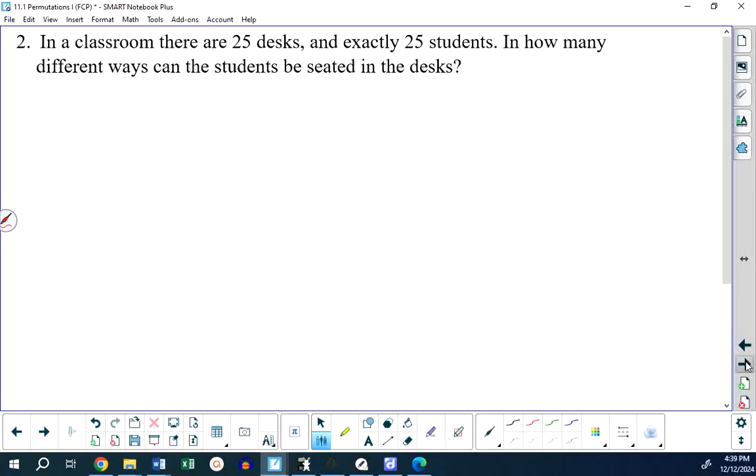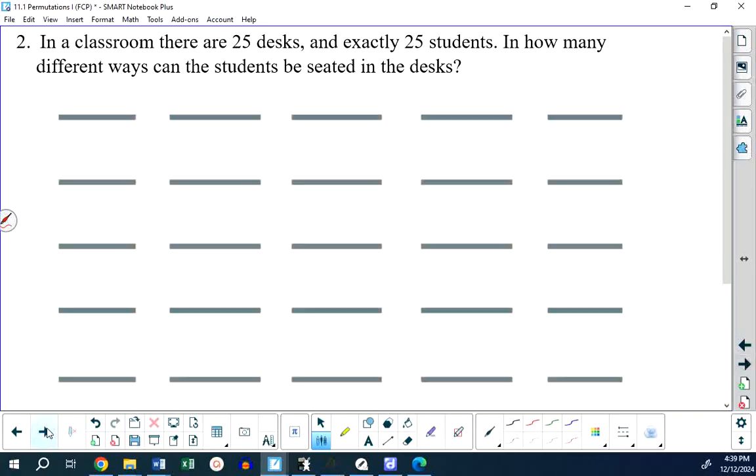So here are my 25 desks. And essentially, if I want to go about it in an organized way, I can look at this first blank, and I can look at my list of students, and I can decide which student goes there. And the number of different choices I have is 25. Just like when Bobby Bear opens his closet, the number of different choices he has for the pants is 3.